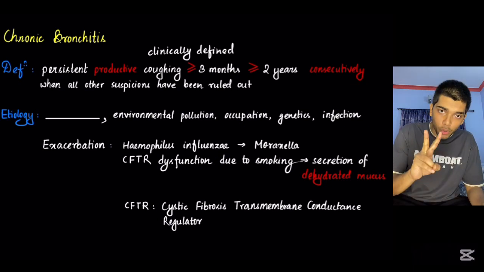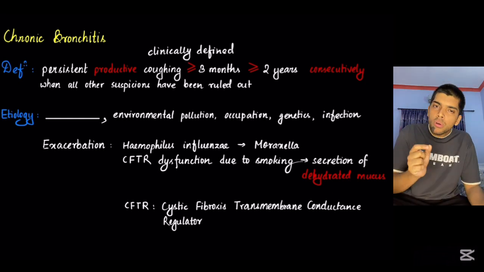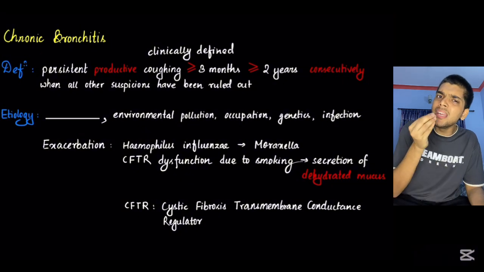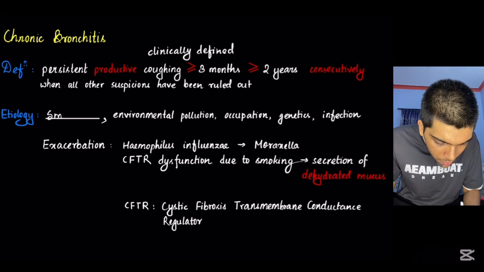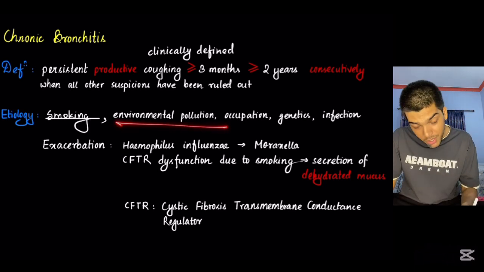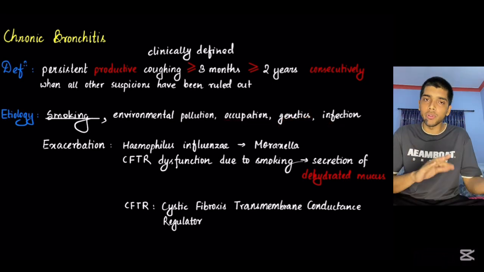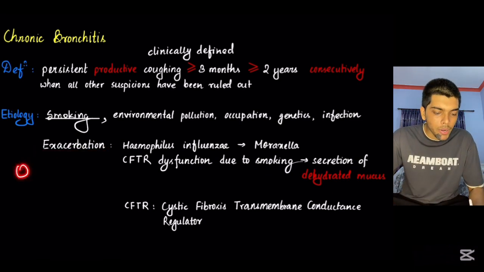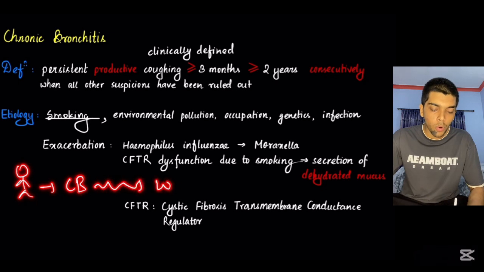Number 2, etiology. Again, and I'm repeating, the most common cause of chronic obstructive pulmonary disease, be it emphysema or chronic bronchitis, is smoking. Other causes are environmental pollution, occupation, genetics, and infection, which is common for both emphysema and chronic bronchitis. Exacerbation. See, a person has chronic bronchitis, but then the condition worsens.